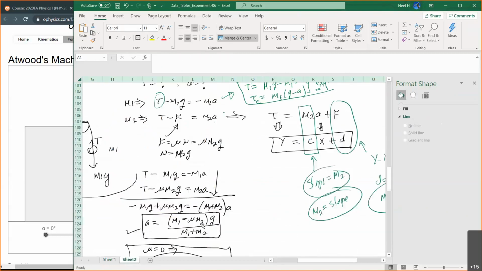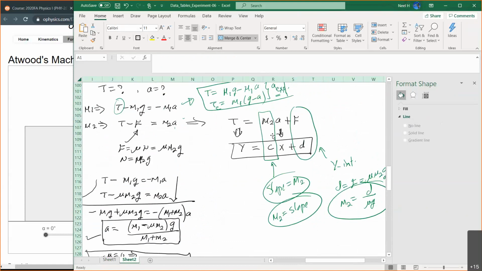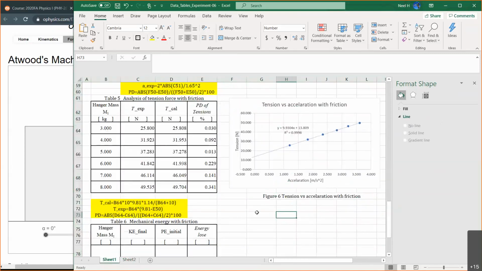Earlier in our theory part, I mentioned that by using the slope, I should be able to extract the mass of the cart, the object moving on the horizontal plane. The same thing I can do by using the intercept. Let's do both here. Earlier we did only one. So let's do the slope of the graph, which is now 9.9304. We're expecting about 10, right?